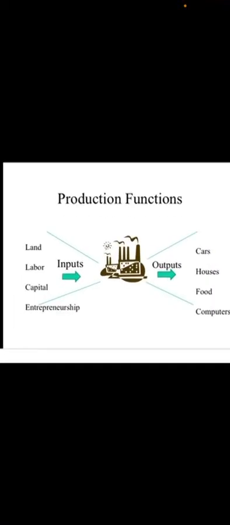So what is the input here? Raw cotton. And what is cloth? It is the output. So transforming input into output is called production. Next is production function. Production function is a functional relationship between input and output. It is a technical relationship between factors of production and output produced.